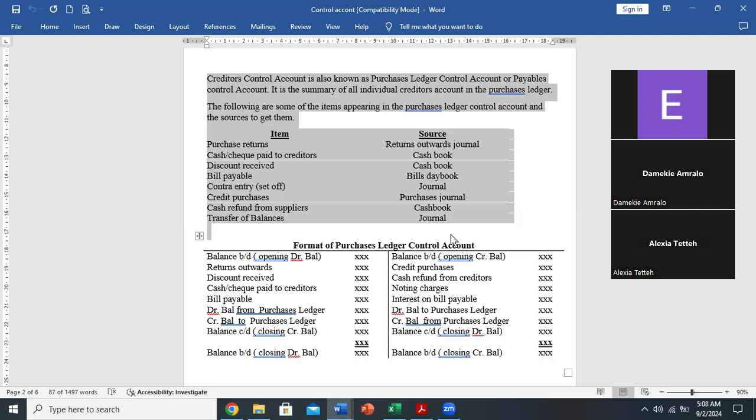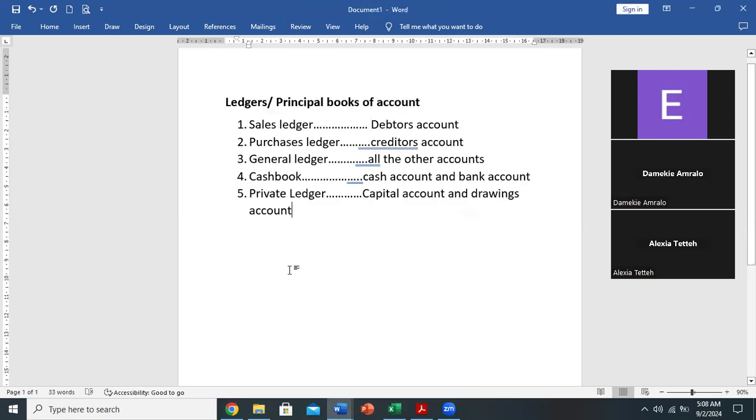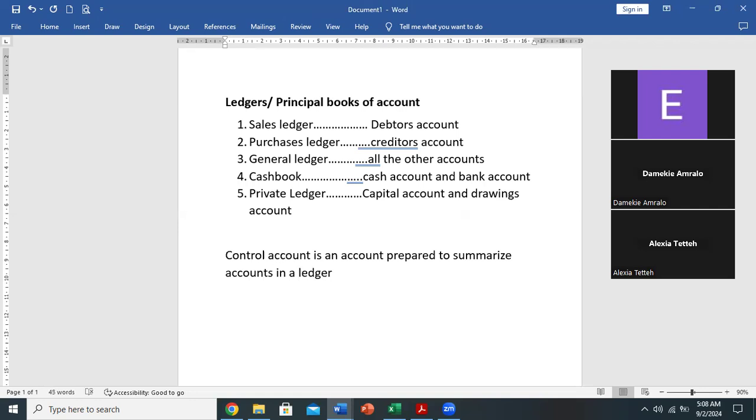Okay. Thank you very, very much. So let's get some basic points into our notes. The definition of a control account is an account prepared to summarize accounts in a ledger. That's a simple definition I can give you. It is prepared to summarize accounts in a particular ledger.